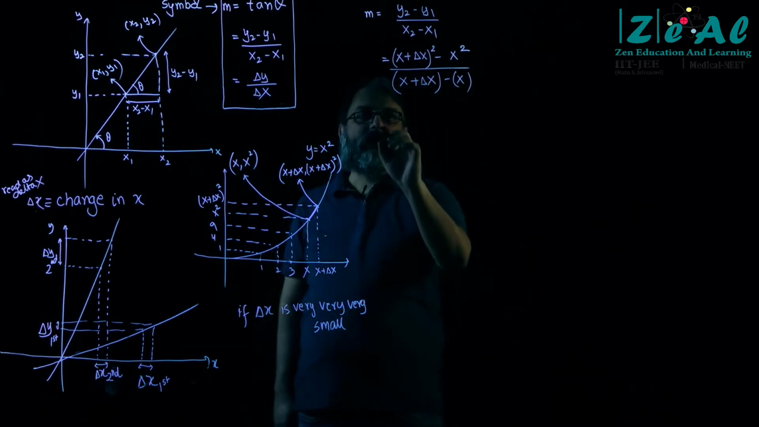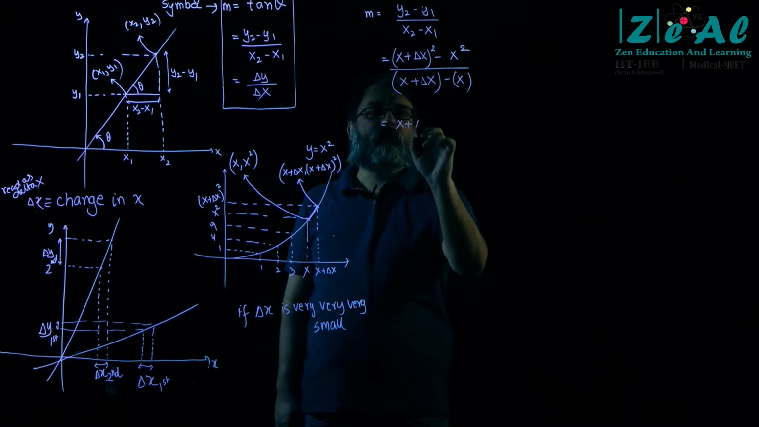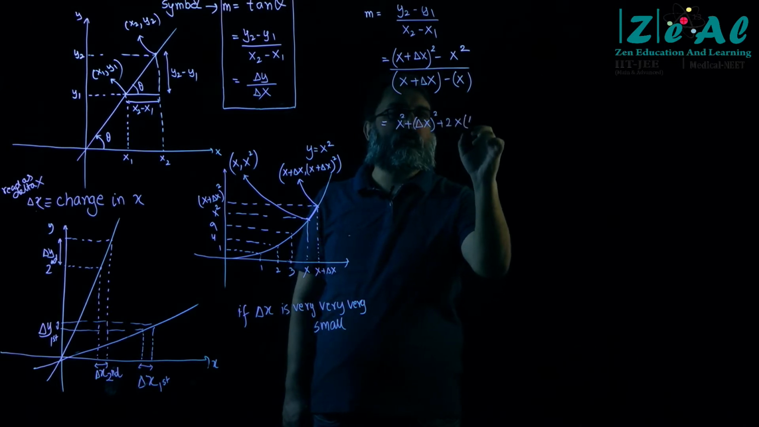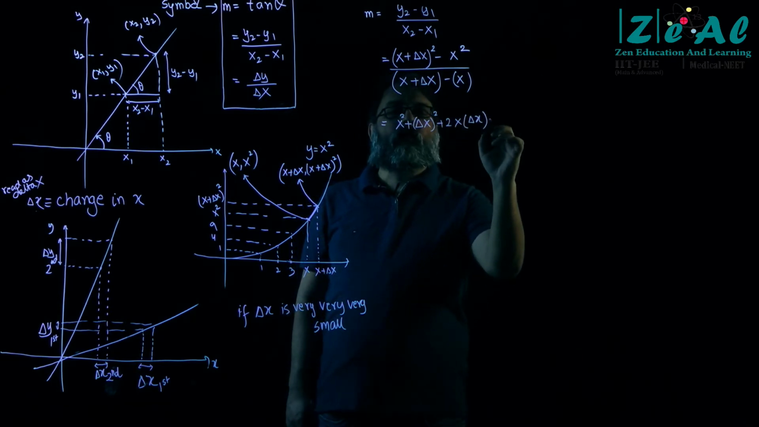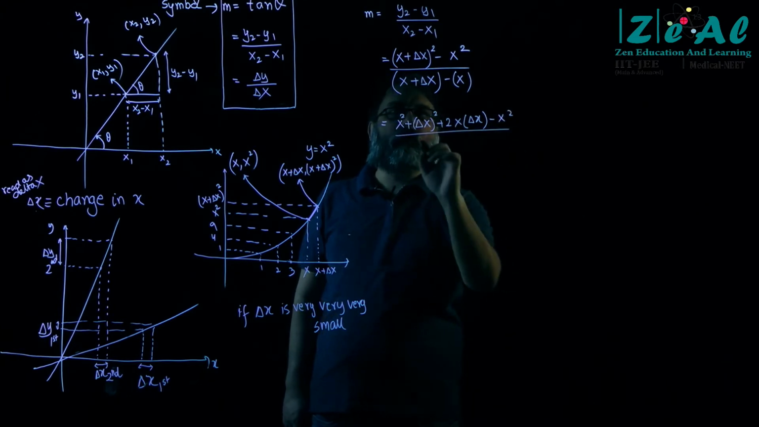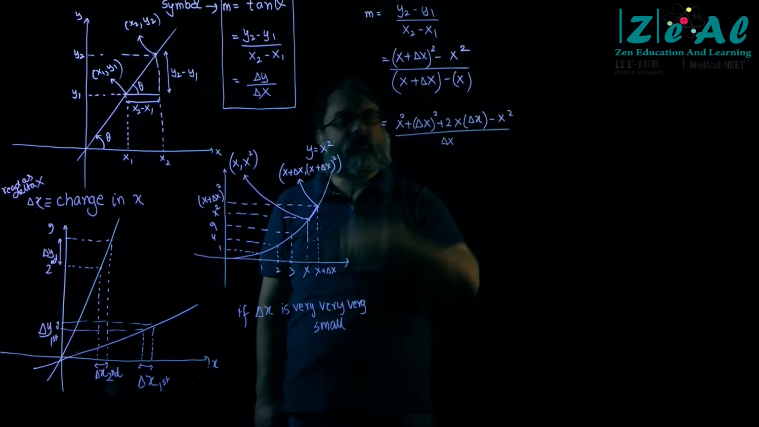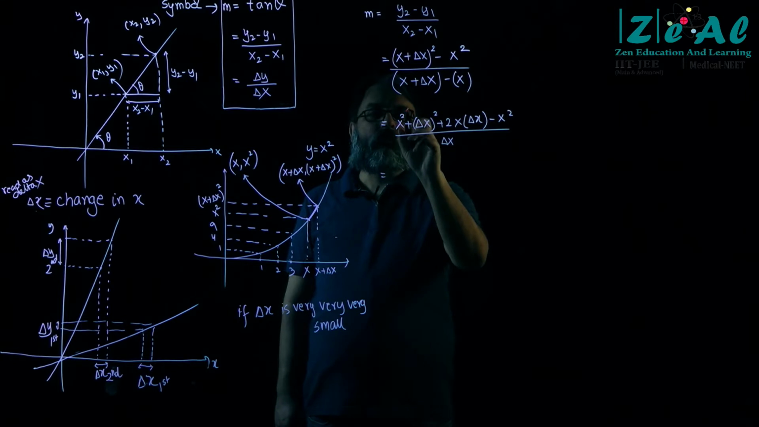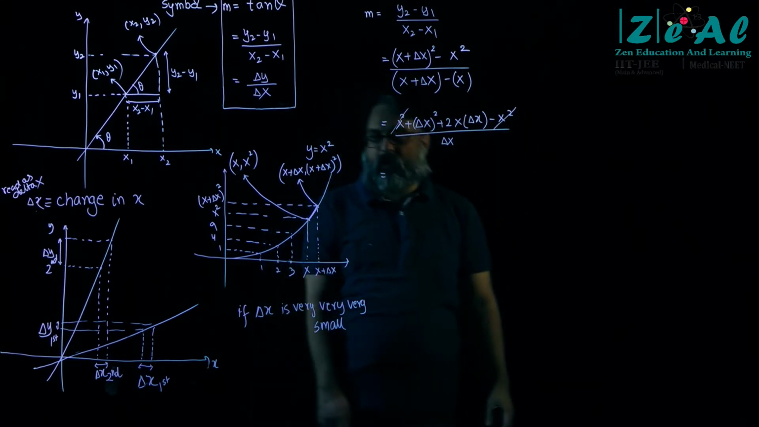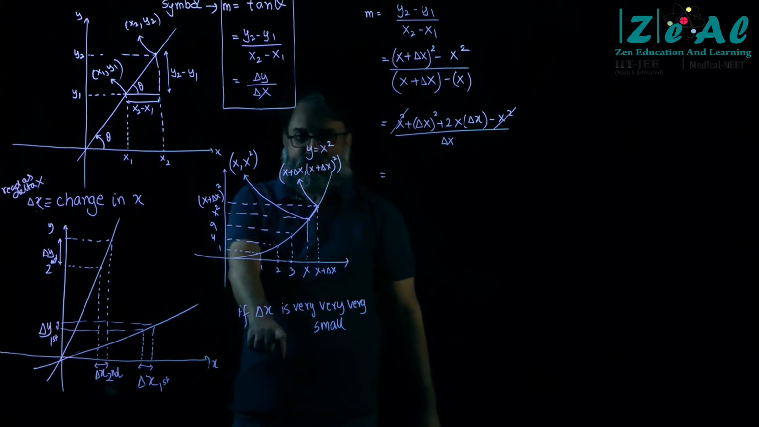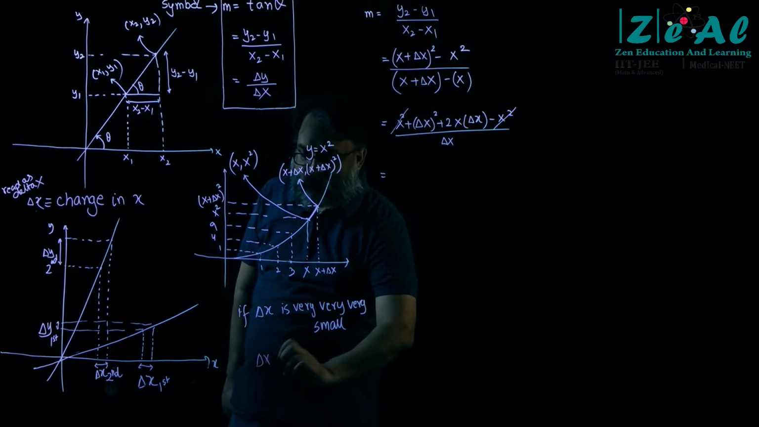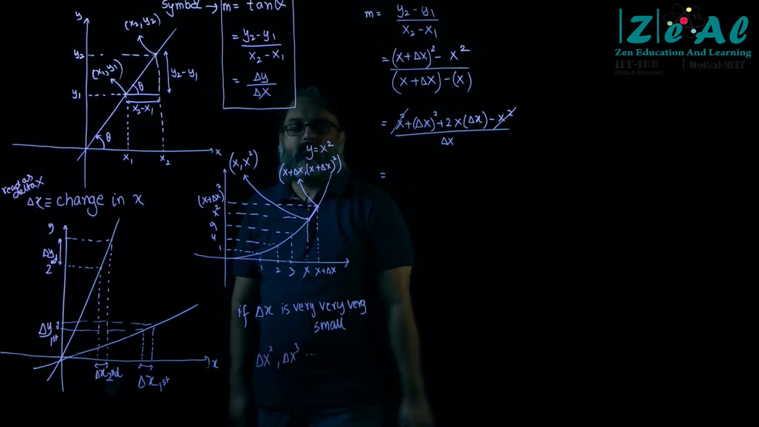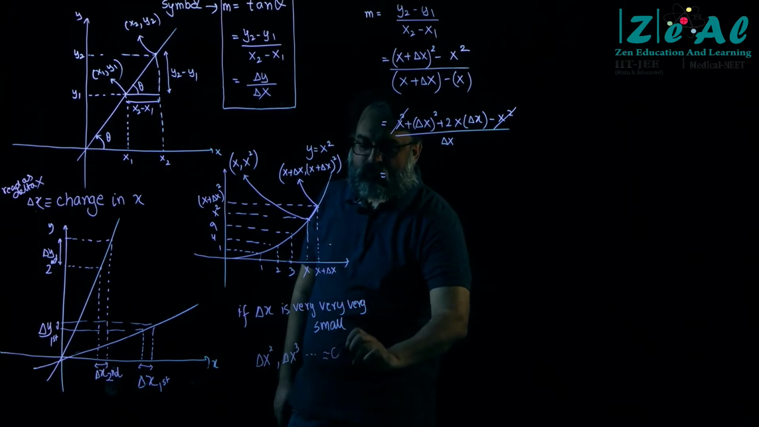Now we simply open the brackets. When we open the brackets, we get x square plus delta x square plus 2x into delta x, right, minus x square, whole divided by delta x, since x minus x has cancelled itself out. In the numerator, x square and x square go away. And I also said that if delta x is very, very small, then delta x square or delta x cube or any higher power of delta x, you can approximate it to 0.